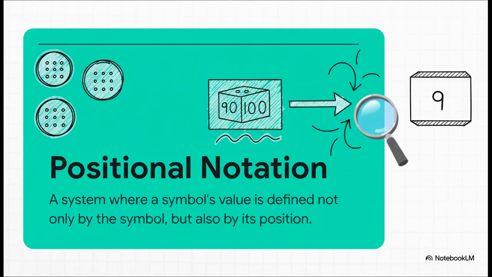All right, now for the second key concept, and honestly, this one's a game changer. Positional notation. This is like the secret sauce that makes all modern numbers work. All it means is that a symbol's value isn't just about the symbol itself, it's about where you put it. You know, the 9 in the number 900 means something totally different than the 9 in, well, the number 9. And that's all because of its position.